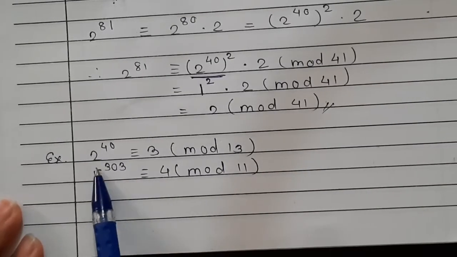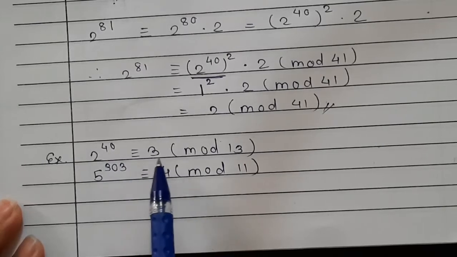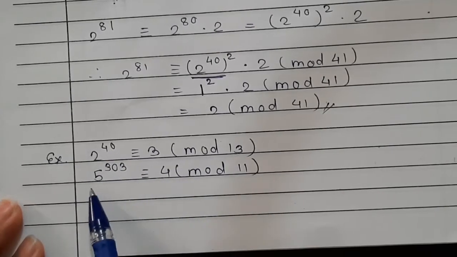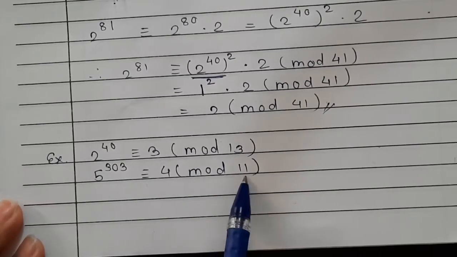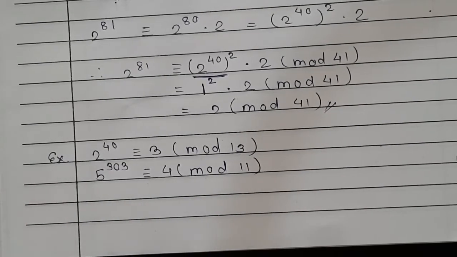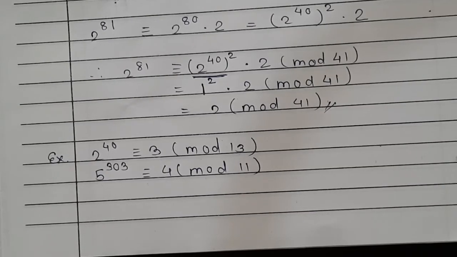So here I have two examples for you: 2 raised to 40 is congruent to 3 mod 13, and 5 raised to 303 is congruent to 4 mod 11. That's it for today's video. In the next video we will take examples of Euler's theorem and Wilson's theorem.